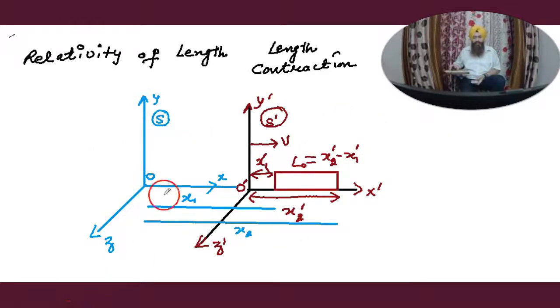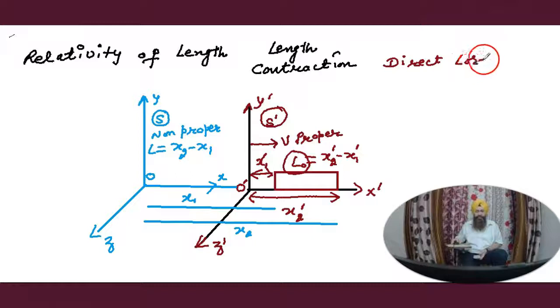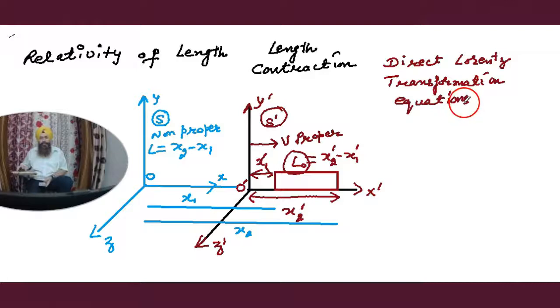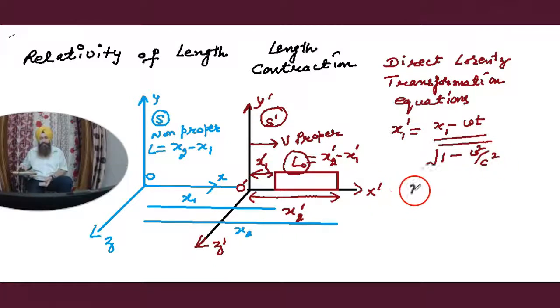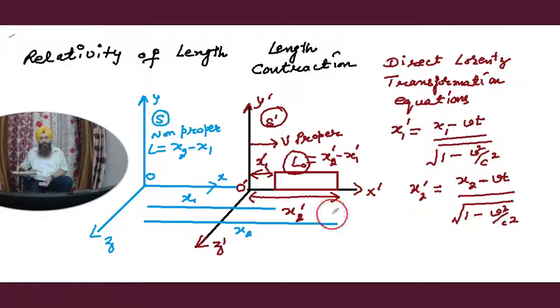And how will we find that? By using some equations. So this length is not proper. L is x2 minus x1. This is proper because it is measured in the frame S dash. So, length contraction derivation using the Lorentz transformation equations. Now we have the equations for prime and non-prime, like x1 dash and x1, and how they are related. Using the formula and substituting the values here.